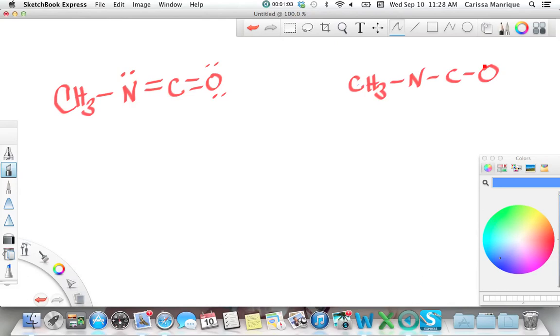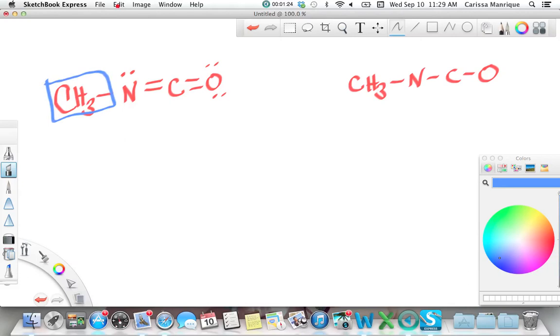What I see here in the original structure is a lone pair, a multiple bond, and a lone pair. Anytime you see lone pairs and multiple bonds close to each other, that's where your resonance will be. There will be no resonance over here, because this is just a single bond.